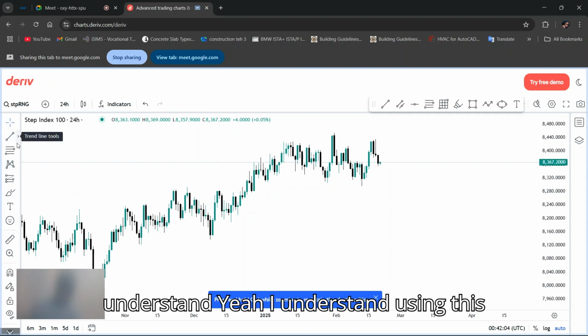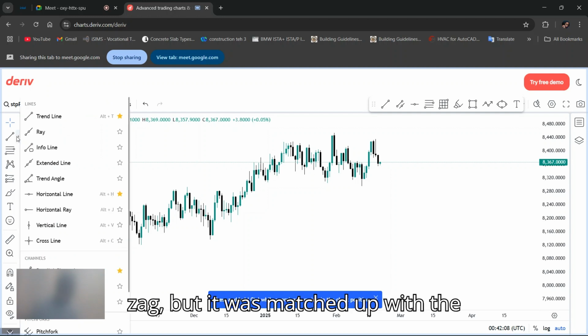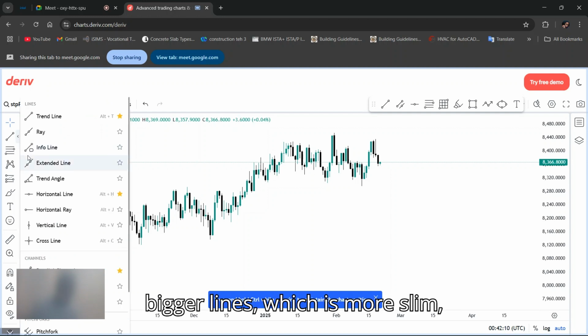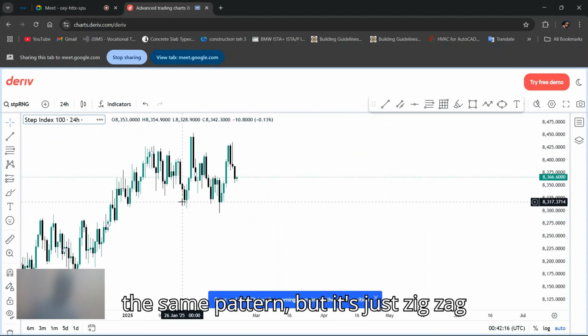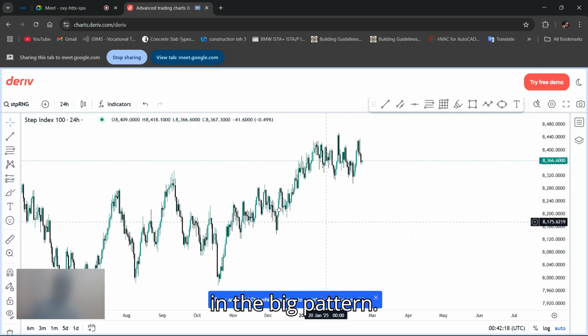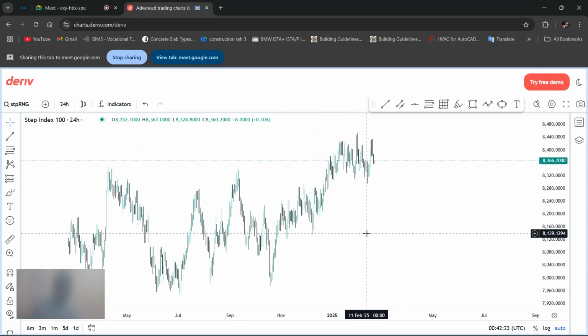Yeah, I understand. Using the zigzag. You know, like the zigzag, but it would match up with the bigger lines, which will be smoother, circle-like. Okay. So it's moving in the same pattern, but it's just zigzag in the big pattern. All right, then cool.